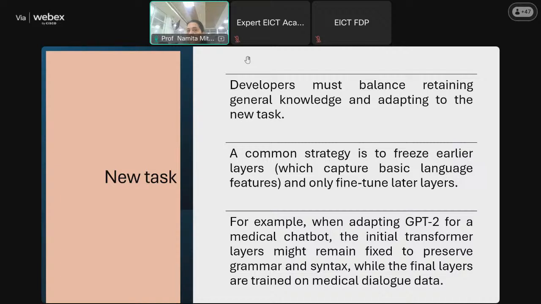Suppose I need to do something new. How do I do it? Developers must balance retaining general knowledge and adapting it to the new task. Whatever has been learned, we should not forget it, and that same knowledge can be transferred to the new task. So a common strategy is to freeze earlier layers. We have the input layer, hidden layers, and somehow the output layer may be a bit changed. The earlier layers capture basic language features.